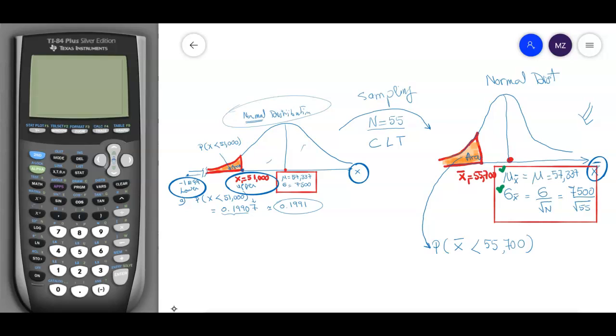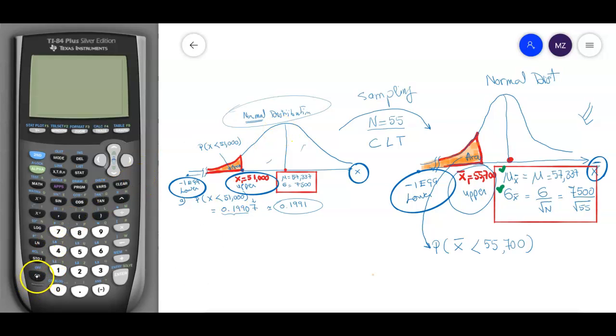I will need the lower bound and the upper bound. Obviously, this is the upper bound here. And the lower bound is going to be somewhere here if you keep going. So the lower bound is going to be minus infinity, which is -1 E99. And the area, obviously, extends all the way here, right? So this is what you need for the calculator: upper bound, lower bound, and the mean and sigma. All right, so let's see how we can do it.